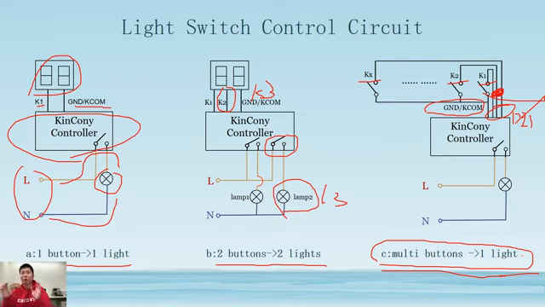And even if these switches are very far from each other, max support 300 meters, as I have said. So that is for long distance design. Okay, so this time you will understand how to use our wall switch to control a lamp.